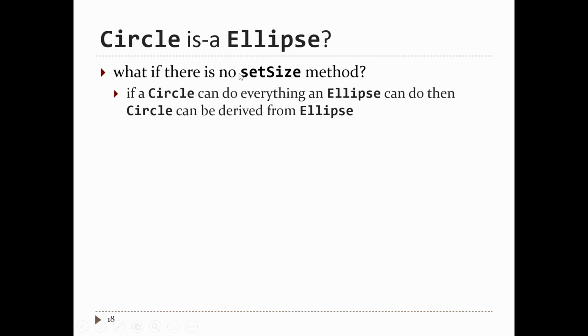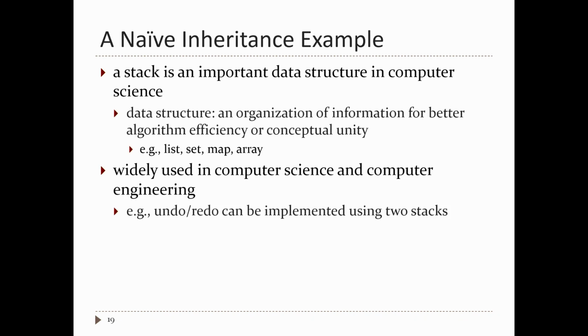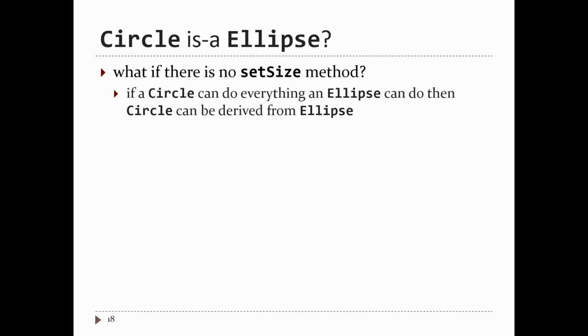So what happens if there is no setSize method in Ellipse? Well, if a Circle can do everything an Ellipse can do, then you're fine. Then you can actually use inheritance. So if there's no setSize method or any method that tries to make a circle not be a circle, then you're fine. You can go ahead and use inheritance if you want to. Any questions about that? If you're reading the notebooks on inheritance, there are a lot more examples. In the notebooks, there are actually programming examples of what happens when you incorrectly use inheritance.